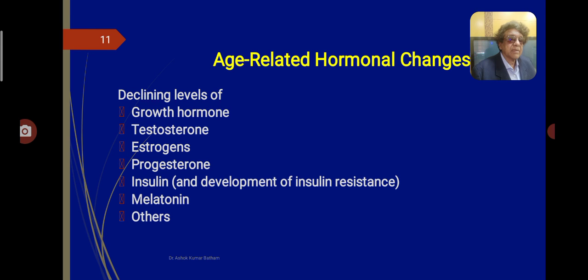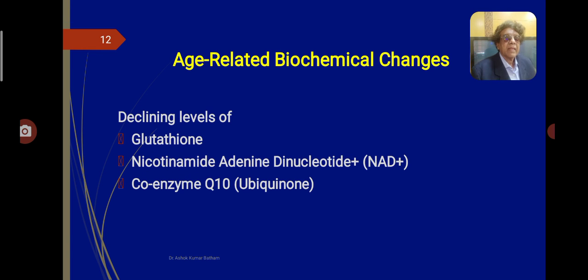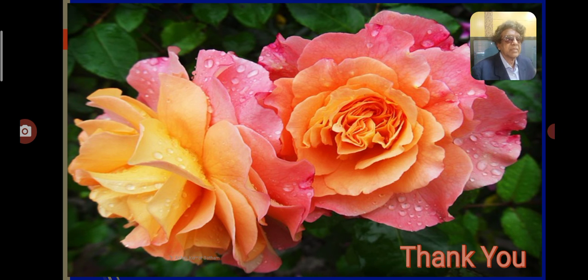Age-related hormonal changes include declining levels of growth hormone, testosterone, estrogen, progesterone, insulin, and development of insulin resistance, and declining levels of melatonin, which is supposed to be a very good antioxidant and a sleep-inducing hormone. I will talk to you about the details of all these and also others as mentioned at the bottom of this slide. Certain biochemical substances like glutathione, nicotinamide adenine dinucleotide plus, and coenzyme Q10, which is also called ubiquinone, are reduced in relation to advancement of age, and how we can correct their deficiencies will be discussed in videos separately.